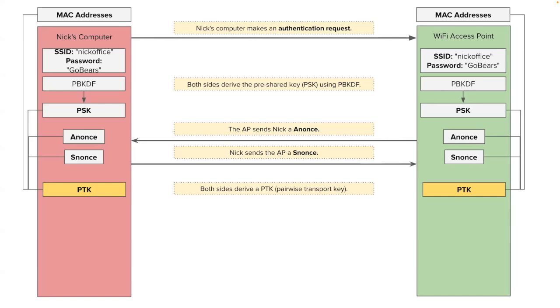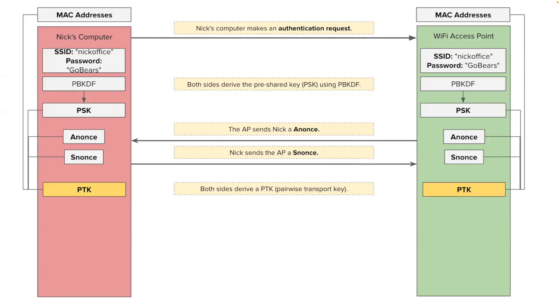So you can think of it like this: if Nick doesn't know the password for this Wi-Fi access point, the pre-shared secret key will be different, and then essentially you cannot set up a connection.